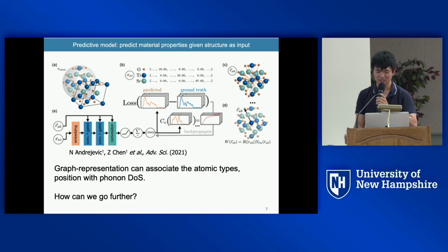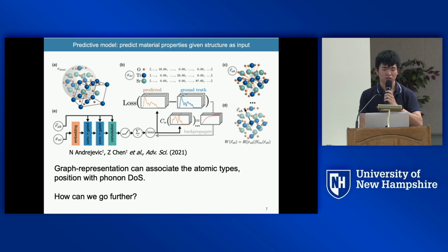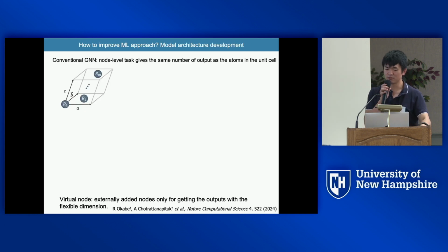However, this is not enough. To do more thorough screening of materials, we need more detailed information on the thermal property. So how can we go further than that? To make this kind of prediction better, we need to consider how we can improve the machine learning model architecture.